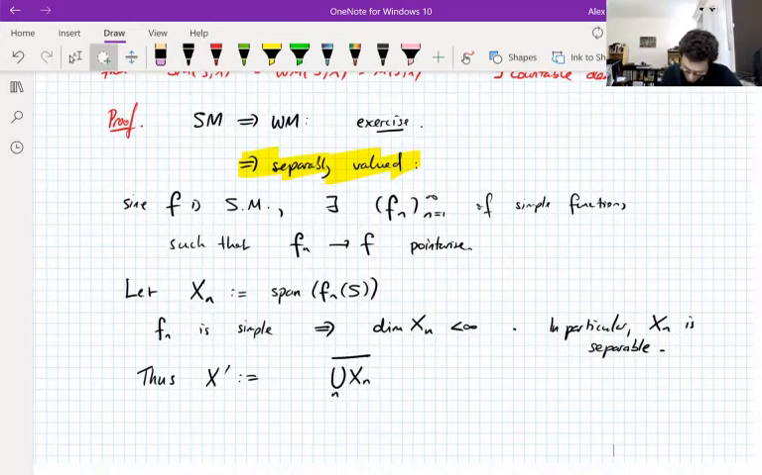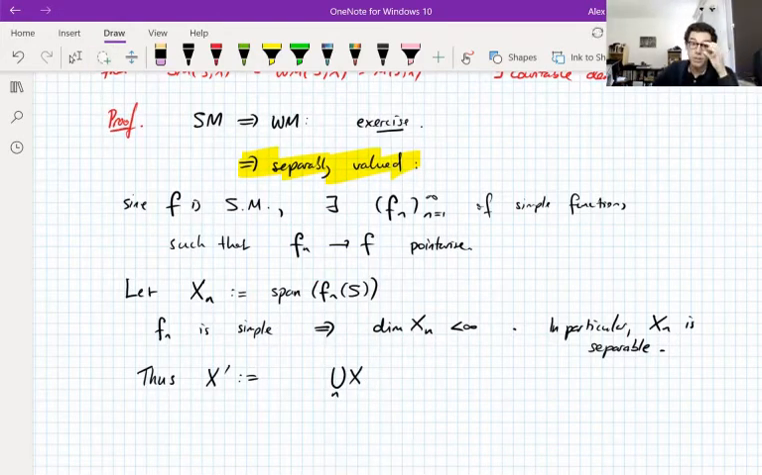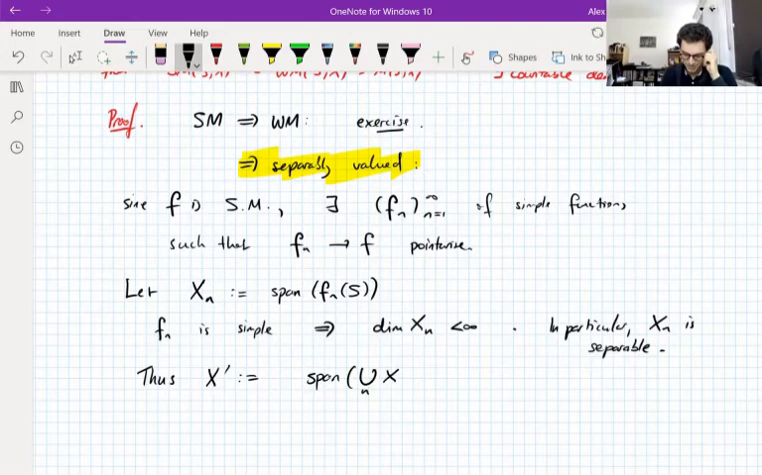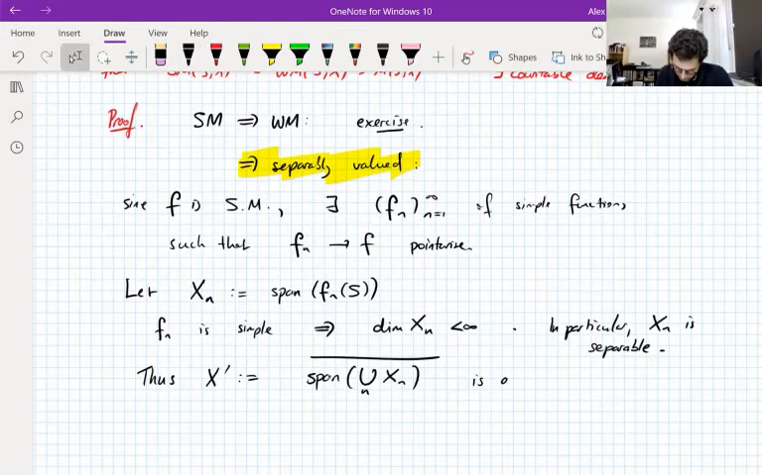By union, you mean the direct sum, right? No, just the union, actually. But if it's just the union of subspaces, then it's not a subspace again, right? Okay, let's be careful and write span. All good? I force it to be a subspace. Yeah, the subspace generated by all of these things. So we take the span and we close it to make sure that it's a closed subspace. Then this x prime is also separable.